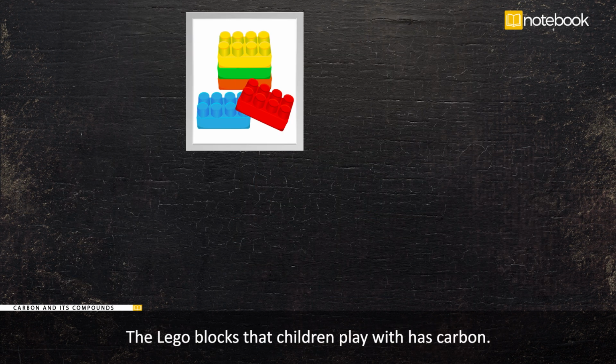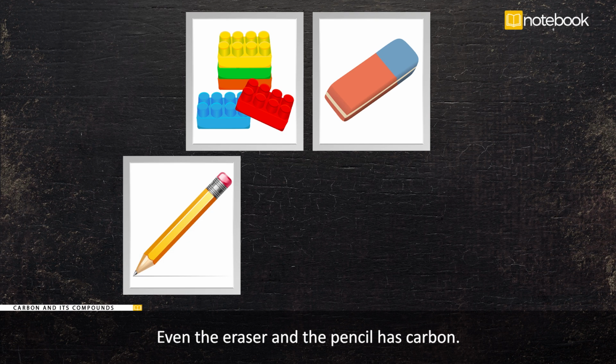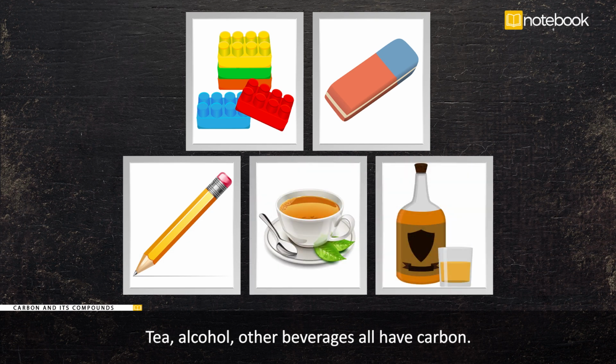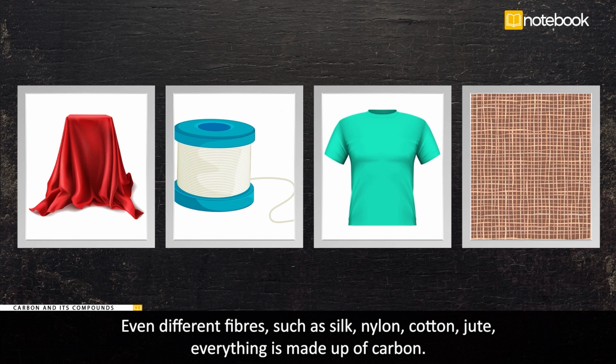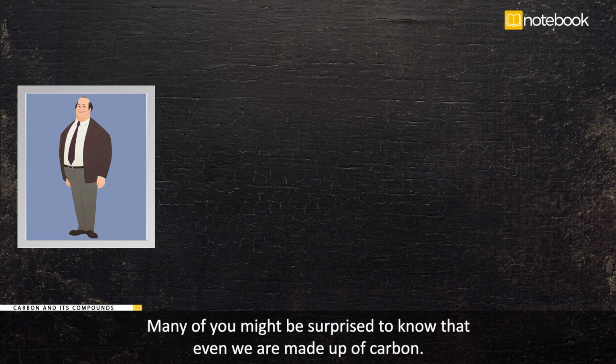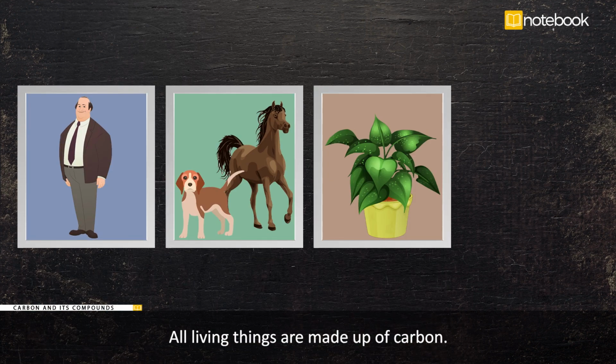The Lego blocks that children play with has carbon. Even the eraser and the pencil has carbon. Tea, alcohol, other beverages all have carbon. Even different fibers such as silk, nylon, cotton, jute, everything is made up of carbon. Many of you might be surprised to know that even we are made up of carbon. All living things are made up of carbon. We all need carbon to survive.